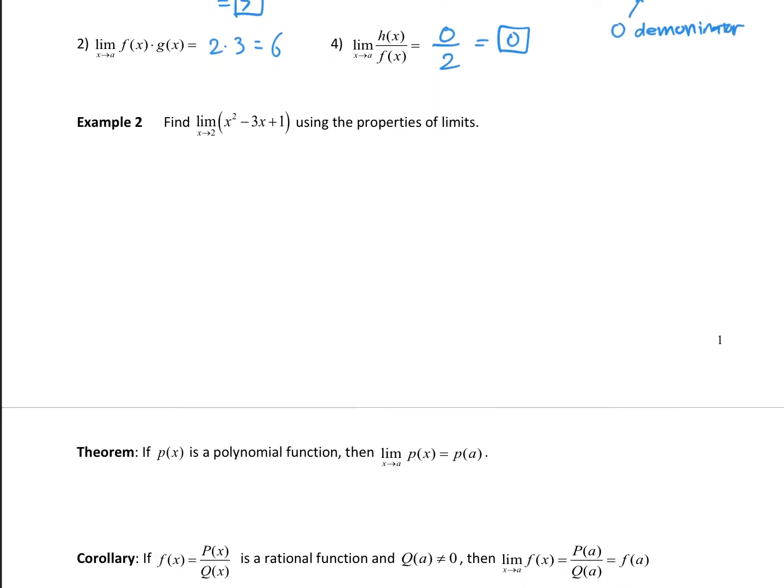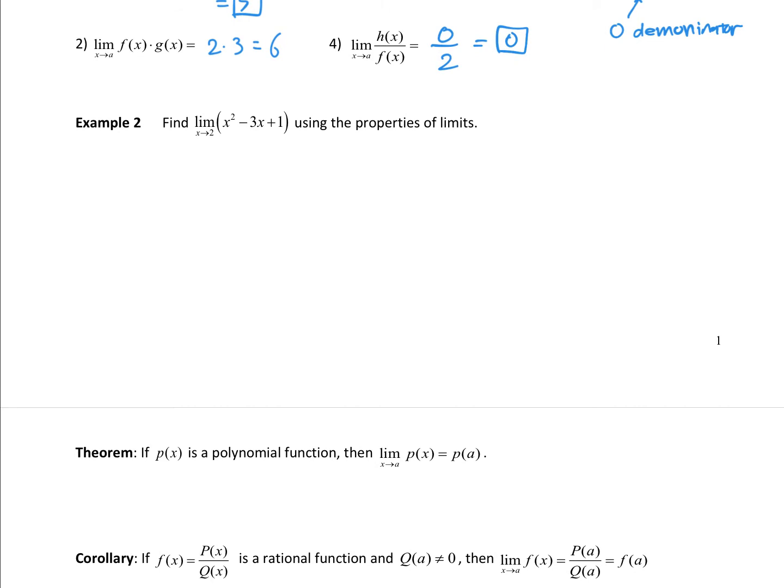Let's look at example 2. Kind of similar situation. I have three functions. Limit of x squared function, 3x function, and then plus 1 function. So this function minus this function plus this function. So how do you calculate the limit?